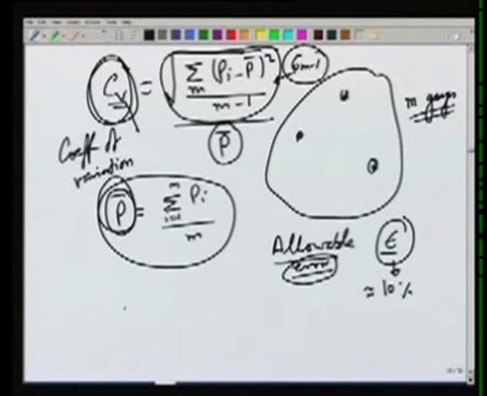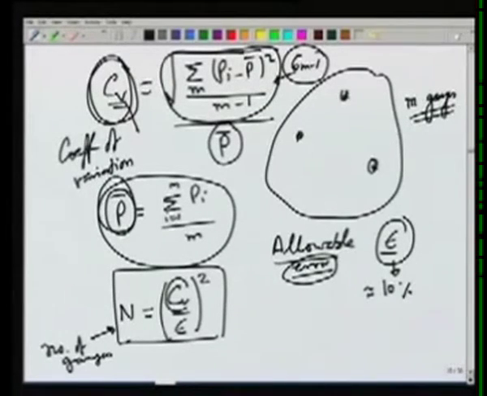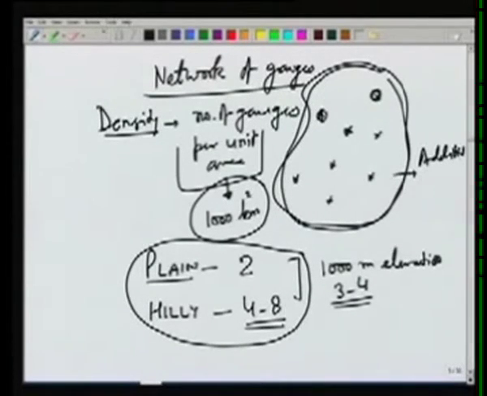So the value of N, which is the number of gauges which we want for the error to be less than the allowable error, is given as (CV over epsilon) whole square. So once we find the coefficient of variation and we know the allowable error value, then we can find out the number of gauges required to achieve that error, and whatever remaining, N minus M, since M gauges are already existing, that we will have to add to get our error within the allowable limit. So this is about the network design. This will tell us about, in this area, how many additional gauges have to be put.